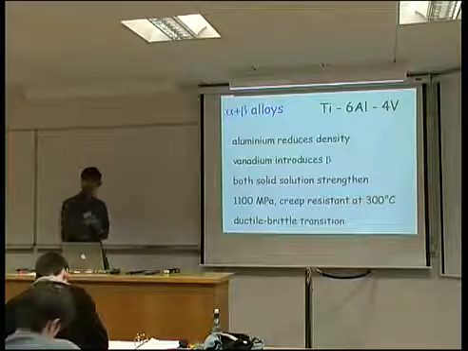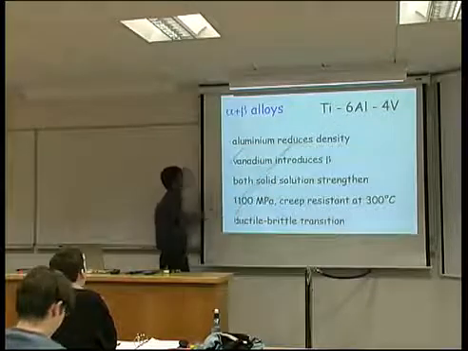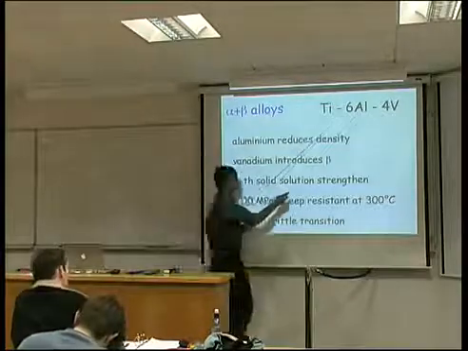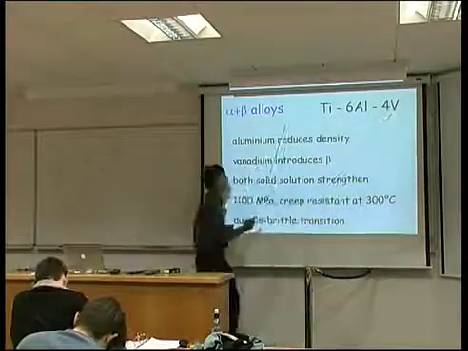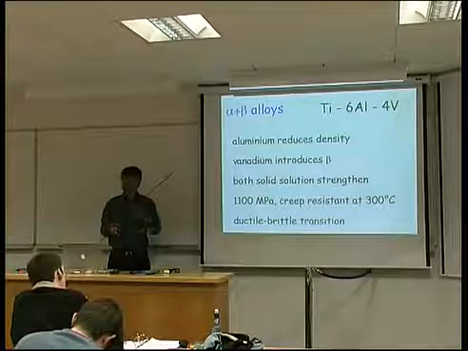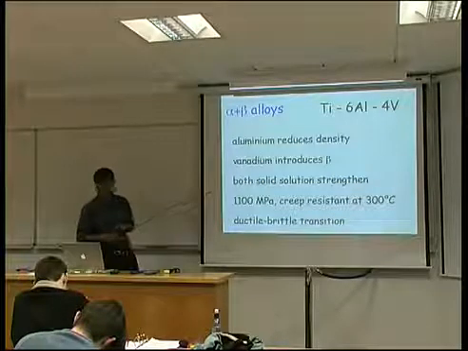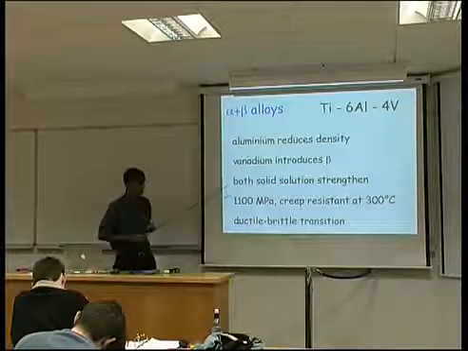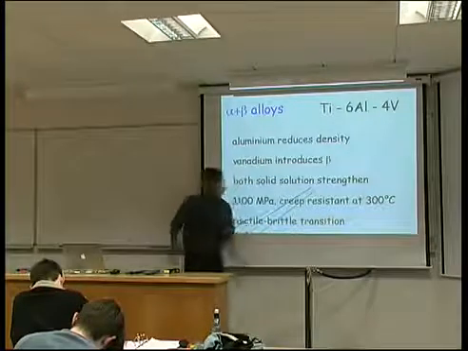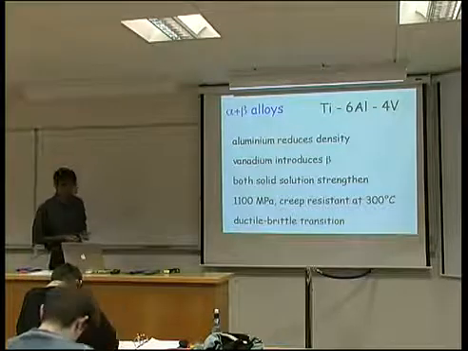Aluminium, of course, has a lower density than titanium, so adding aluminium reduces the density, and aluminium stabilizes the alpha phase, whereas vanadium stabilizes the beta phase. So we have a microstructure which is almost an equal mixture of alpha and beta. This alloy tends to be really quite strong, of the order of 1100 megapascals, and it can even resist creep at reasonable temperatures where we put it into an aircraft engine or other applications.